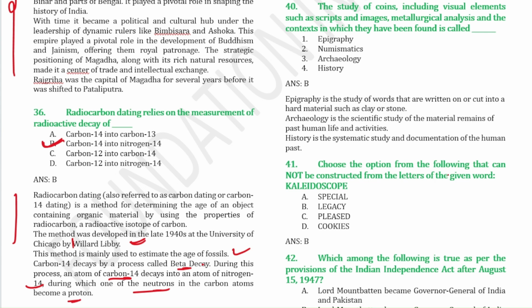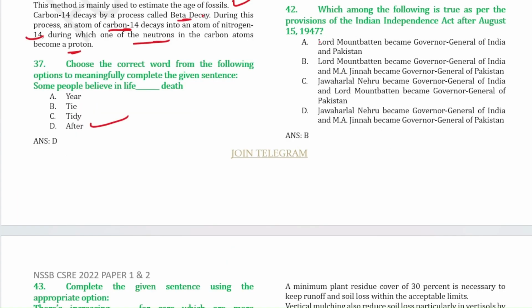Question number 41. Choose the option from the following that cannot be constructed from the letters given below. So legacy cannot be constructed. Question number 42. Which among the following is true as per the provisions of the Indian Independence Act after August 15, 1947? So Lord Mountbatten became the Governor General of India and M.A. Jinnah became the Governor General of Pakistan.